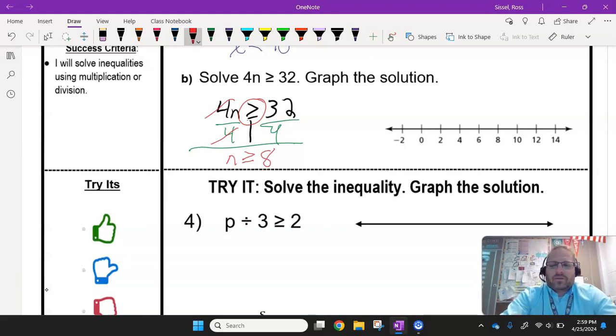Now to graph it, I find the number 8, and it is a closed dot since it is greater than or equal to.